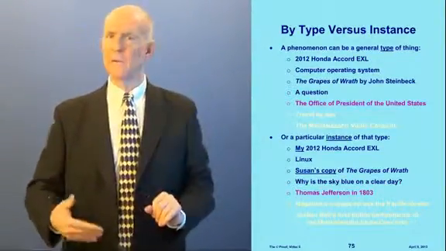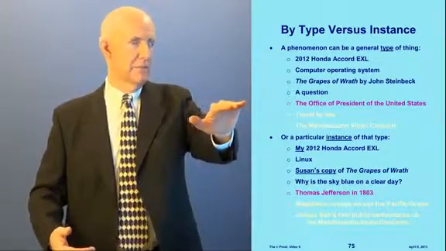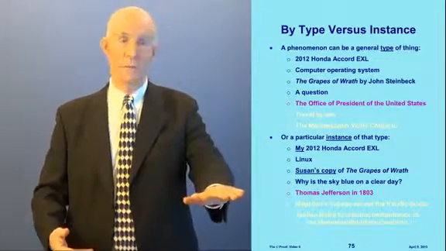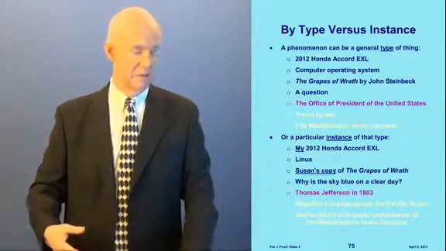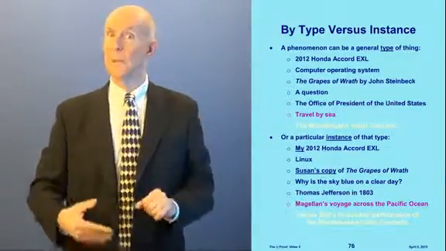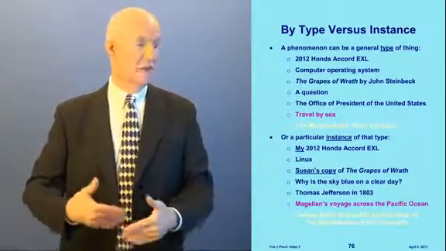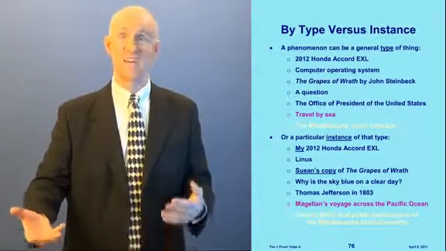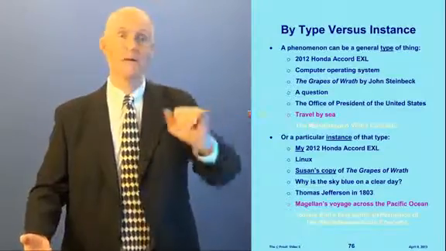These are all phenomena. The office of the President of the United States, POTUS. That's a kind of thing. Thomas Jefferson in 1803. Well, he was president in 1803. That's an instance of someone in that office. Travel by sea. That's a kind of thing. How about this? Magellan's voyage across the Pacific Ocean. That's a particular instance, a very famous, monumentally significant instance of travel by sea.